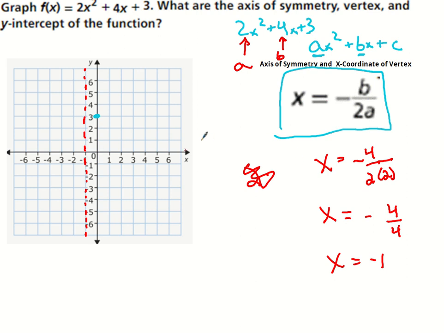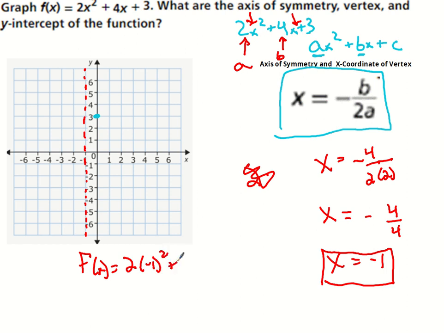I have to figure out what the y value is, so I know where my actual vertex is. What I have to do is take this x equals -1, and as some of you may have already guessed, plug it into my original function to figure out the y value. If I have f of -1, that's 2 times -1 squared plus 4 times -1 plus 3.